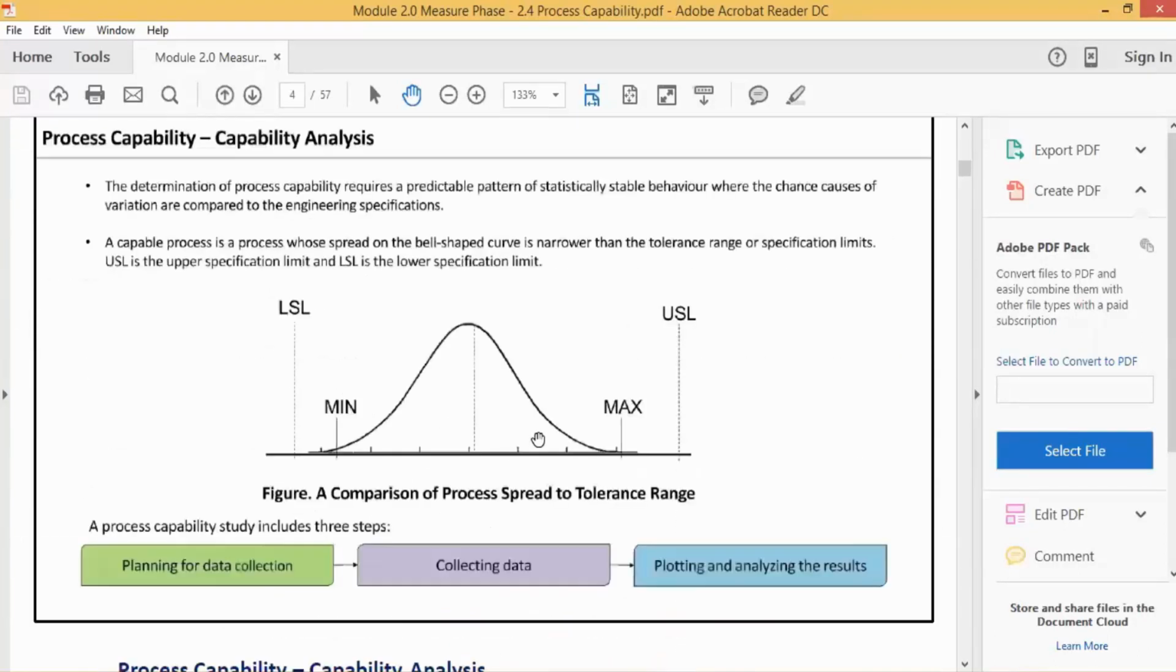Capability analysis. Yesterday we saw a graph where the upper specification limit and the lower specification limit are given by the customer. If the data is above the upper specification limit or below the lower specification limit, it is called a variation in the process. A capable process is a process whose spread on the bell-shaped curve is narrower than the tolerance or specification limits. USL is the upper specification limit and LSL is the lower specification limit.